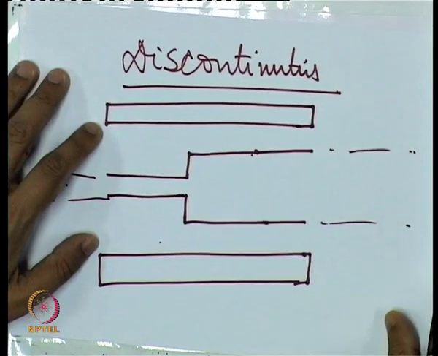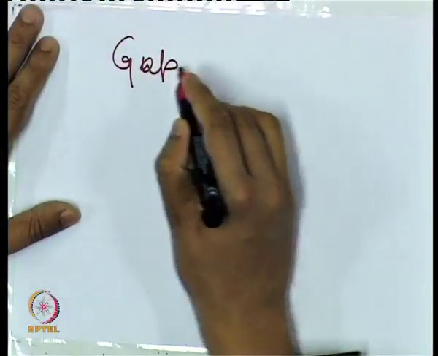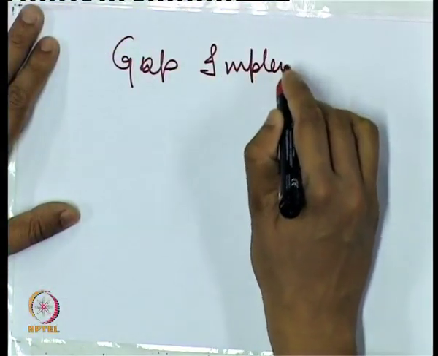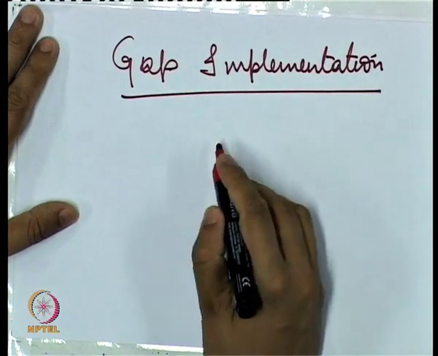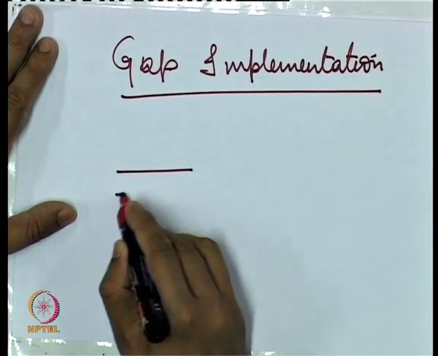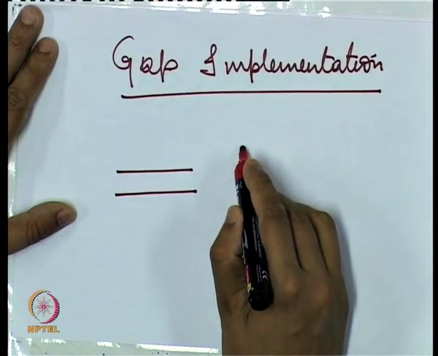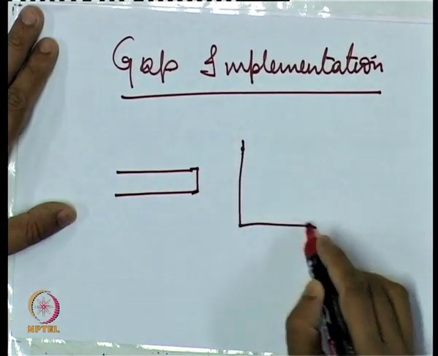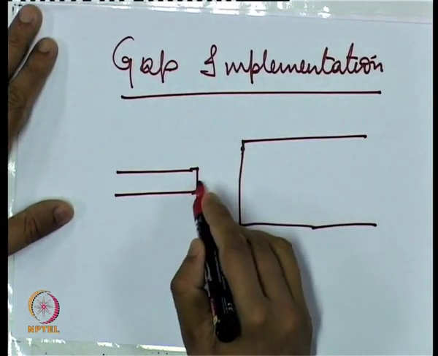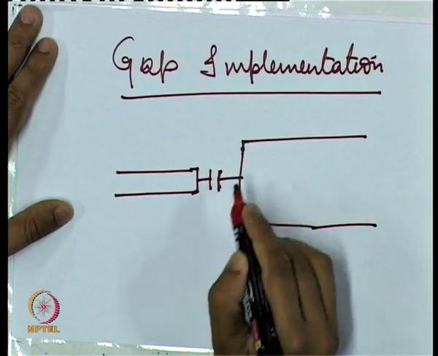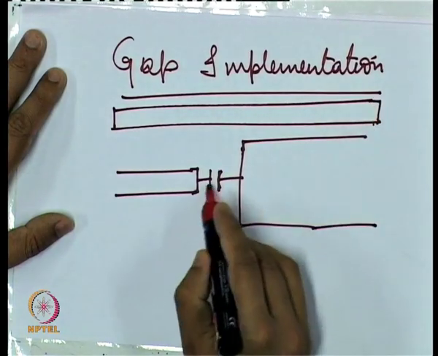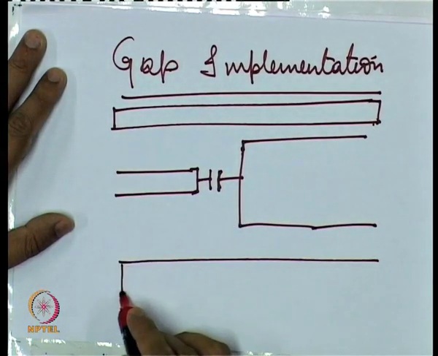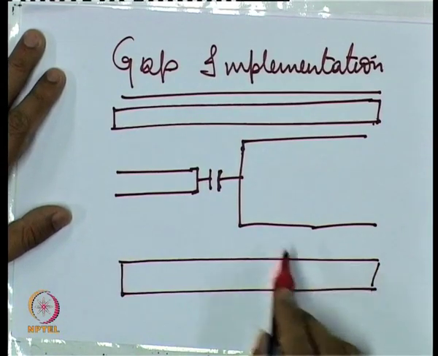Another way of implementing is what is known as a gap implementation. So, in a gap implementation, you don't connect them. Instead, leave a gap between, and the inter transmission line capacitance is the medium through which the power is delivered from one waveguide to another. So, this is a gap implementation.